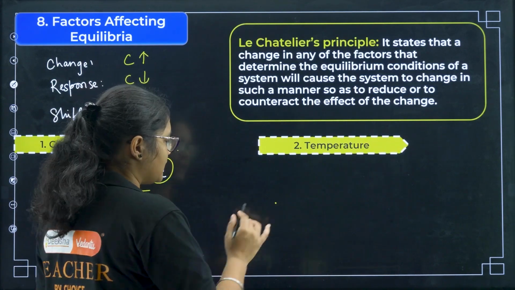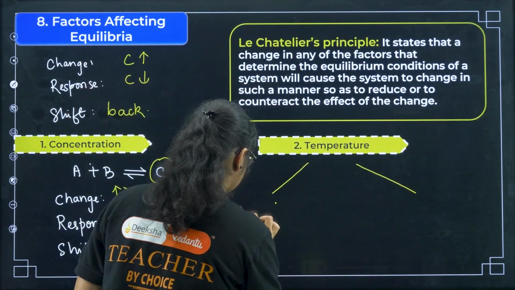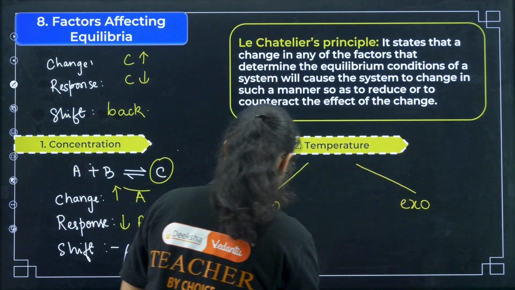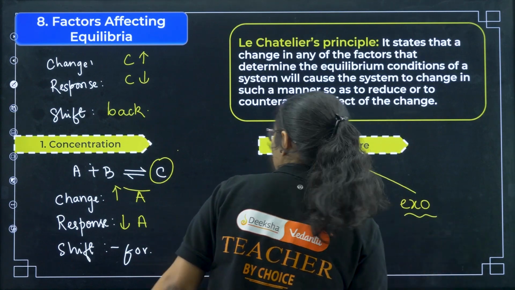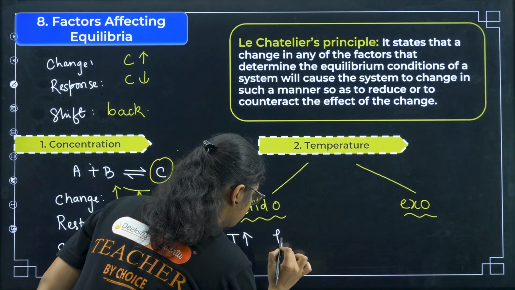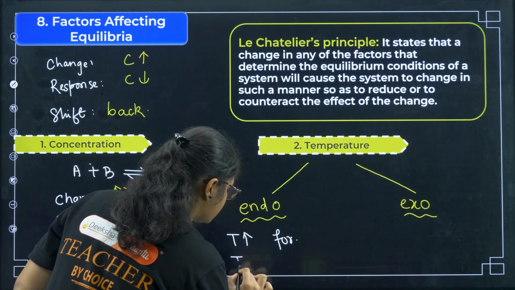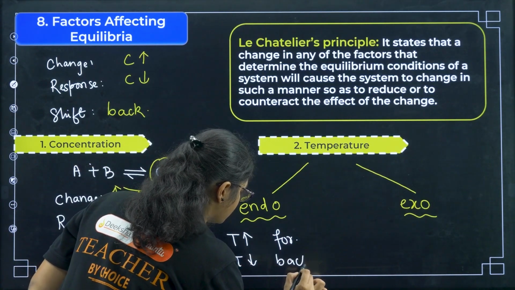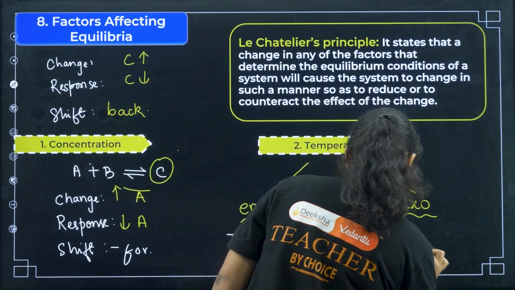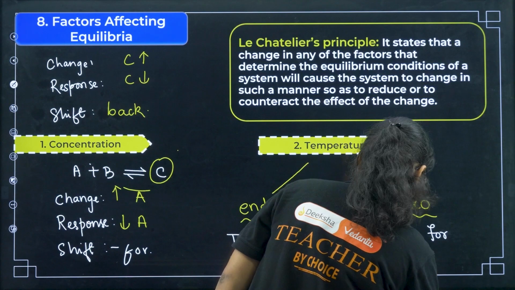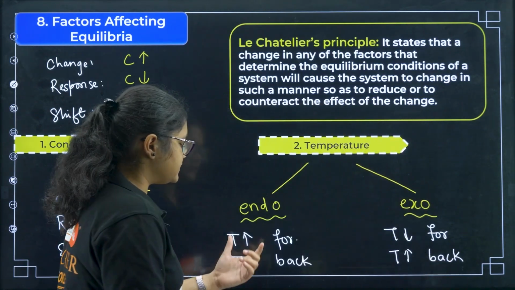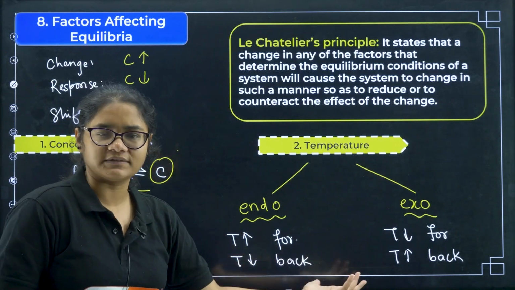So temperature I'll be telling you very simple. We have 2 cases here, one is endothermic, and another is exothermic. Now for an endothermic reaction, if you increase the temperature, the reaction will go in forward direction, and if you decrease the temperature, the reaction will go in backward direction. Very simple. And in exothermic, if you decrease the temperature, the reaction will go in forward direction, and if you increase the temperature, the reaction will go in backward direction.